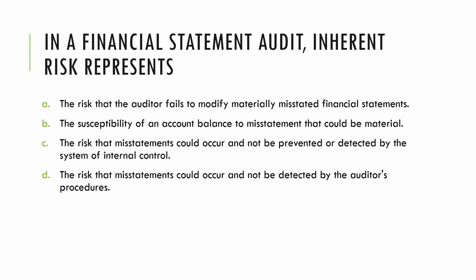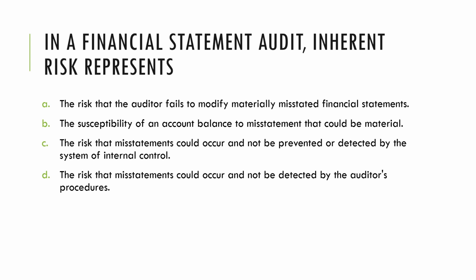So inherent risk represents letter A, the risk that the auditor fails to modify materially misstated financial statements. There's something wrong with letter A because it is not the responsibility of the auditor to modify the financial statements, as these are the responsibility of management. So it's not letter A. Letter B, the susceptibility of an account balance to a misstatement that could be material. Letter B may have a chance of being the correct answer, so let's leave that there.